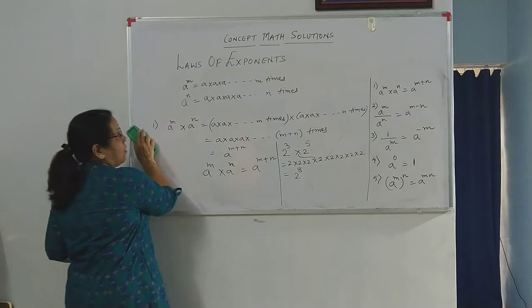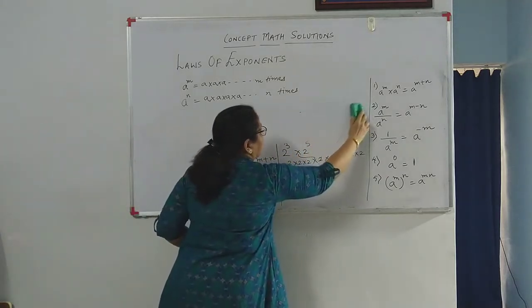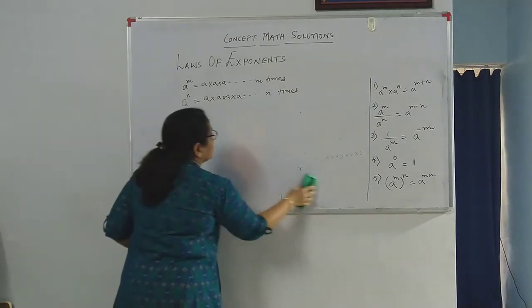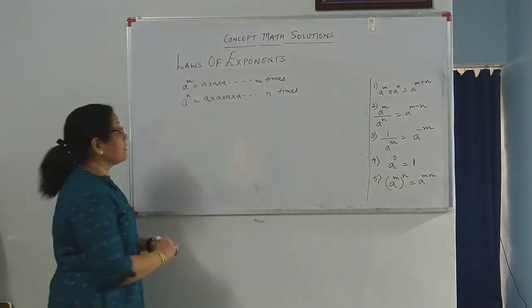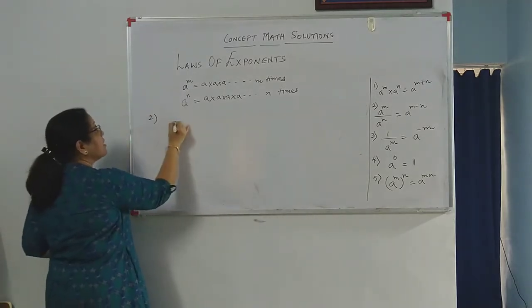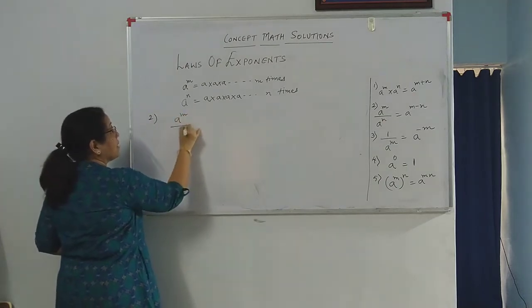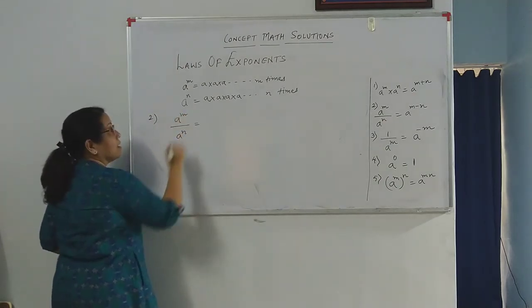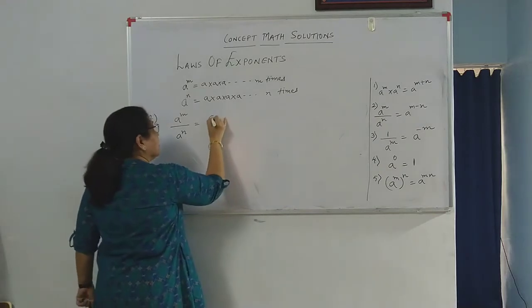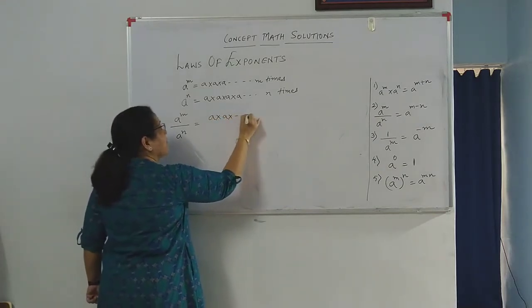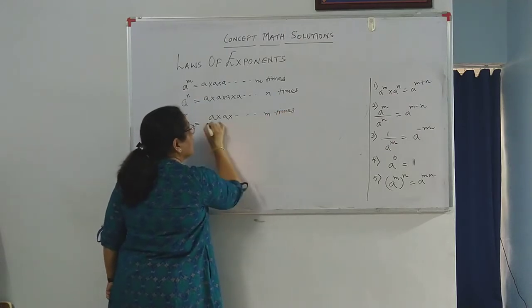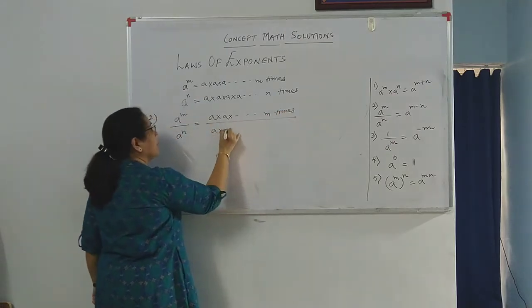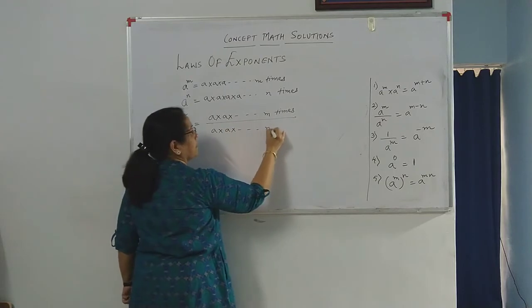Coming to the second law. We discussed the product. Now let's discuss division. a to the power m by a to the power n. It will be a into a, m times, and upon a into a, n times.